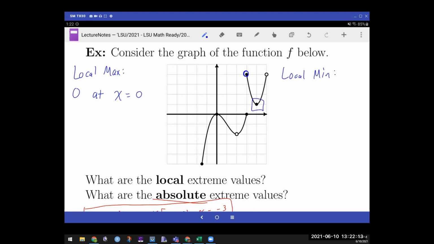Let's go to the next point. The next point is this one right here. In that area, if I drew a box around it, that point is the lowest point. Again, if I ignored everything outside of it and just looked at this, that's the lowest point. And so I would say that I have a local minimum of 1 whenever x is equal to 4.